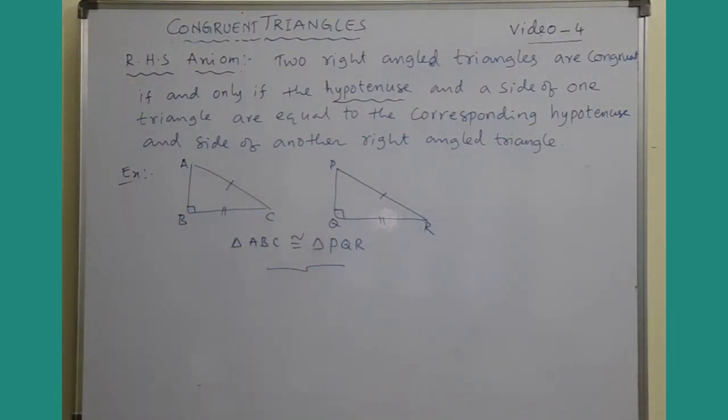And please note, my dear, the RHS axiom is a special case of the SAS axiom, isn't it? Of course, here the hypotenuse is also one of the sides. So two sides and one angle. That's why this axiom can be treated as a special case of the SAS axiom. Okay.